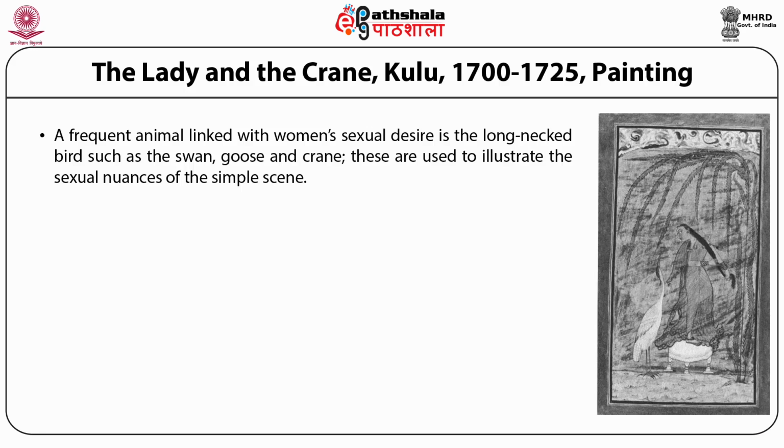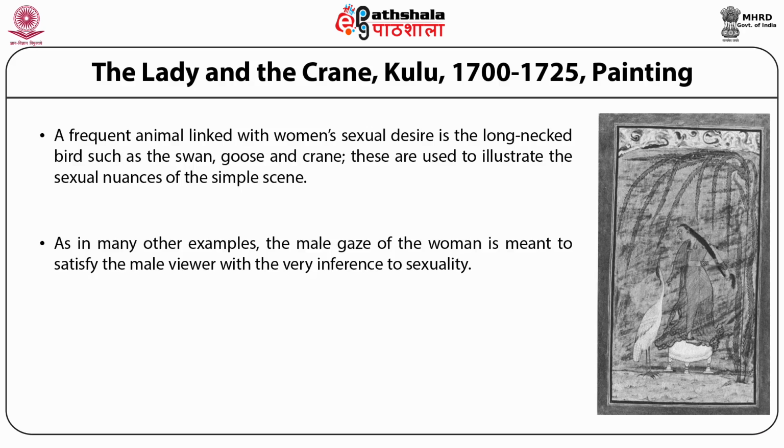These are used to illustrate the sexual notions of the simple scene. As noted by W. G. Archer, these elegant birds extend their long necks as if raised in hopeless yearning. As in many other examples, the male gaze of the woman is meant to satisfy the male viewer with the very inference to sexuality. The men's place is perhaps filled by the stretching of the elegant bird's neck. This is a symbol of unfulfilled sexual desire.